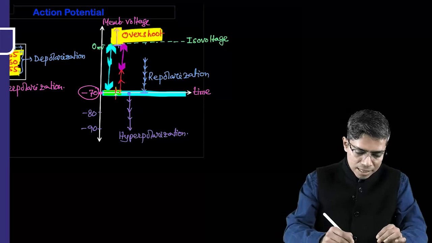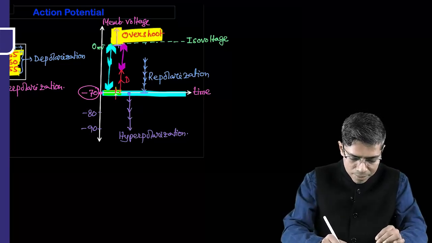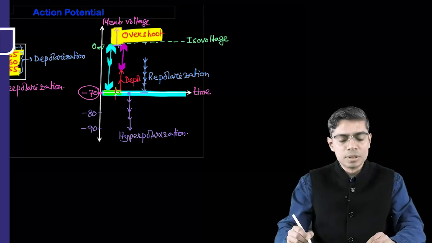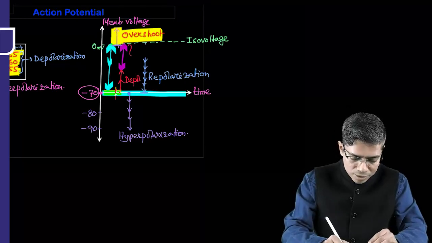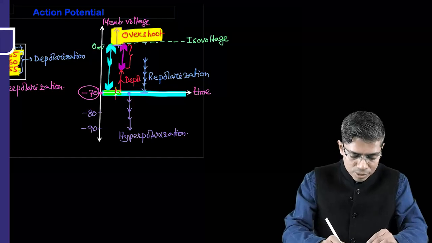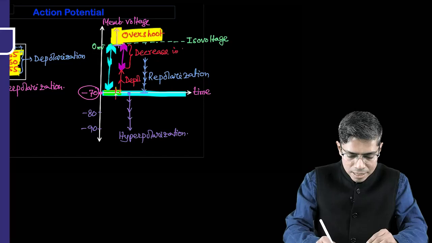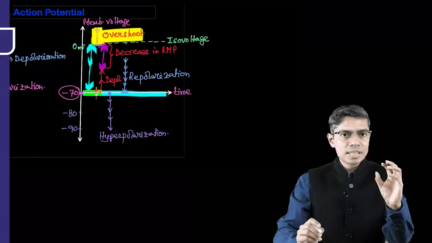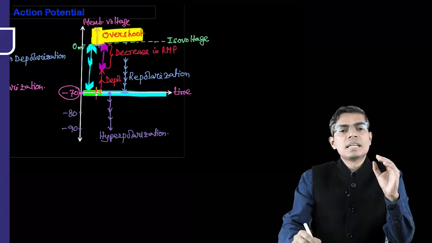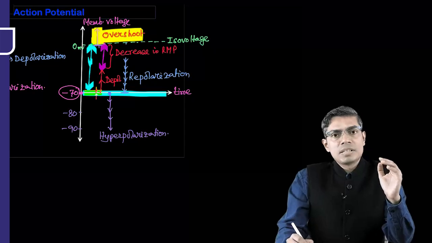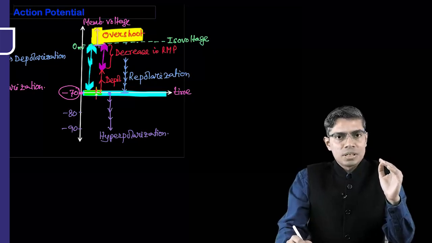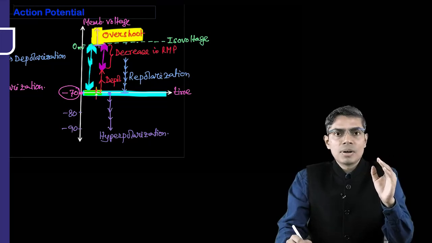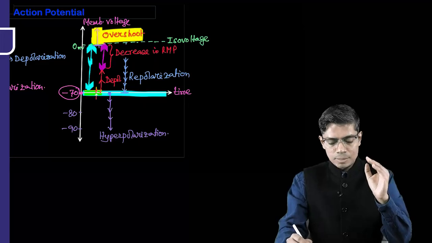So basically I can conclude that if there is depolarization of the membrane voltage, then the distance from the iso voltage is reduced, and that's why this is also known as decrease in resting membrane potential. So please remember that depolarization is equal to decrease in resting membrane potential, because in MCQ they may give you options like decrease in RMP or increase in RMP rather than depolarization. That is why you have to remember.